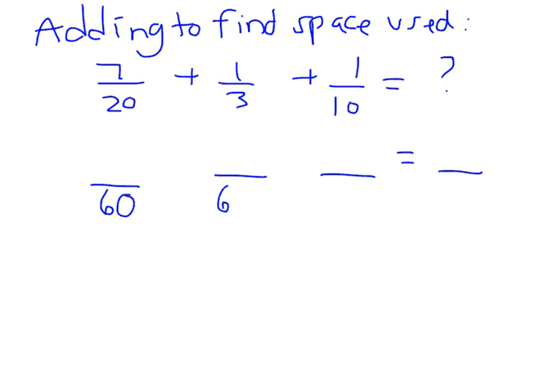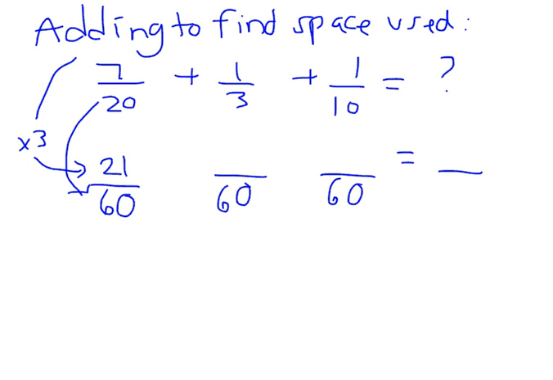60 would be a common denominator for all of them, because 20, if I want to go to 60, I need to times by 3. If I times the denominator by 3, I have to do the same thing with the numerator. So 7 times 3 is 21. Plus, the 3 here can go into 60 if we times by 20. 3 times 20 is 60. So you do the same on the top, on the numerator, so we get 20 here.